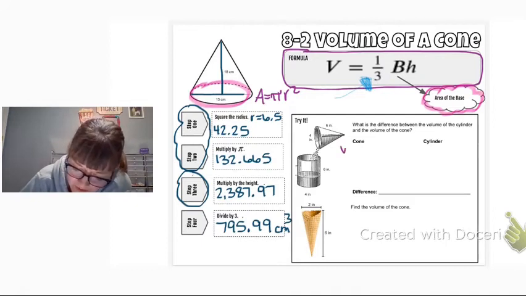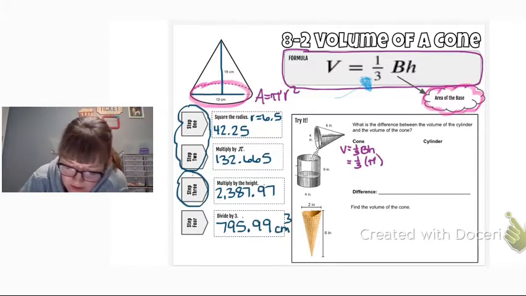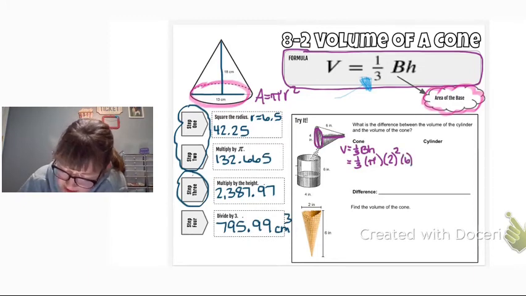Well, for the cone, volume is 1/3 area of the base times the height. So in this case, that would be 1/3. Now for area of the base, we're going to do pi times radius squared because our base is a circle. And we can see that I have a diameter of 4, which means I have a radius of 2. So radius squared, and then times the height. There's my height right there, and it's 6. So times 6.